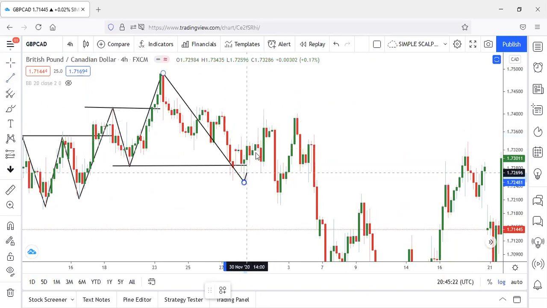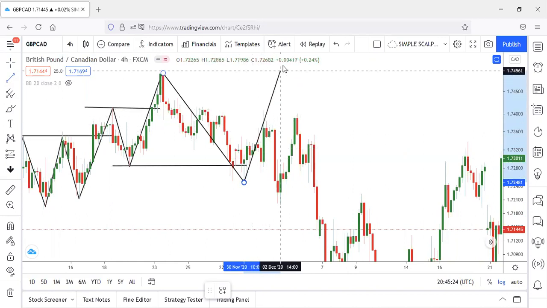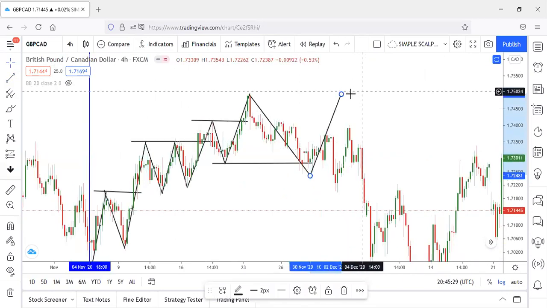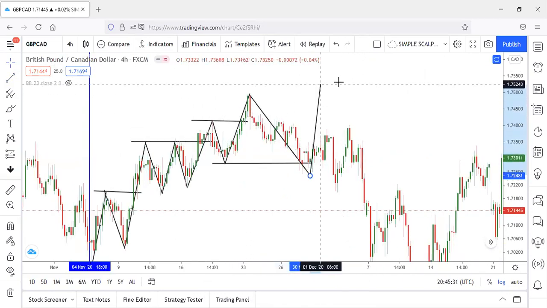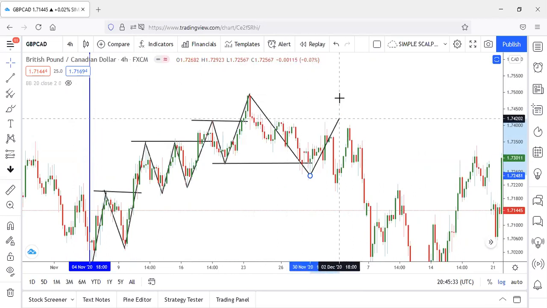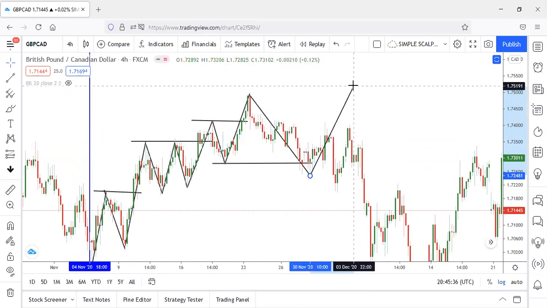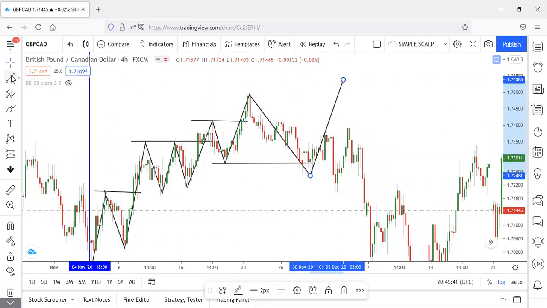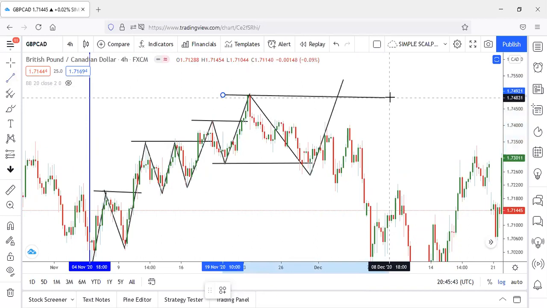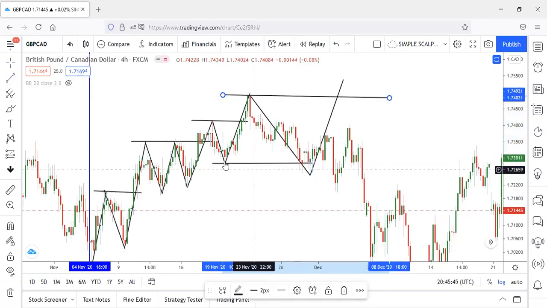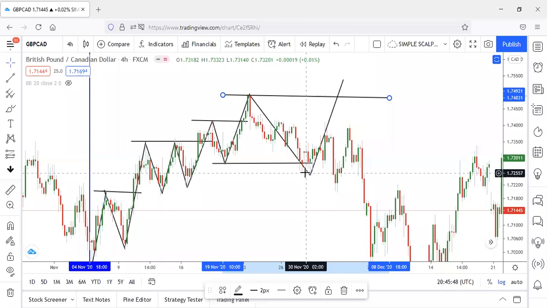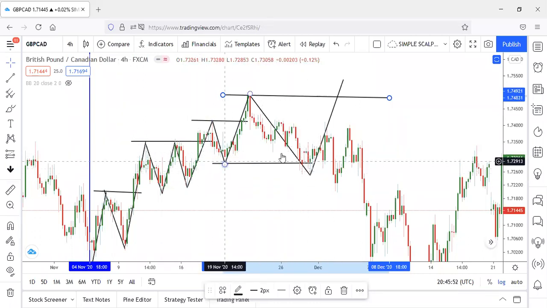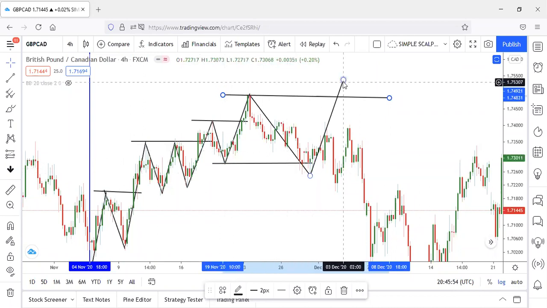This pullback may decide to continue going up to break this structure. So once it comes like this, for example, it goes up like this and breaks this structure again, then we want to continue to look for a buy. So this one right here may be a fake out, because in some cases you will see that the market will come and break the low, then the next thing you will see is that it will continue to go up.